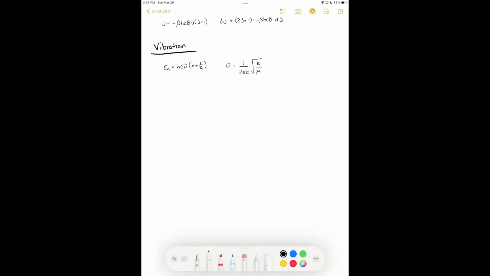We can plug this now into the equation to get the vibrational partition function. The vibrational energy levels are not degenerate, so we don't have to worry about that. And we can have that Q_V is equal to the sum n equals 0 to infinity of e to the minus beta hc nu times n plus 1/2.